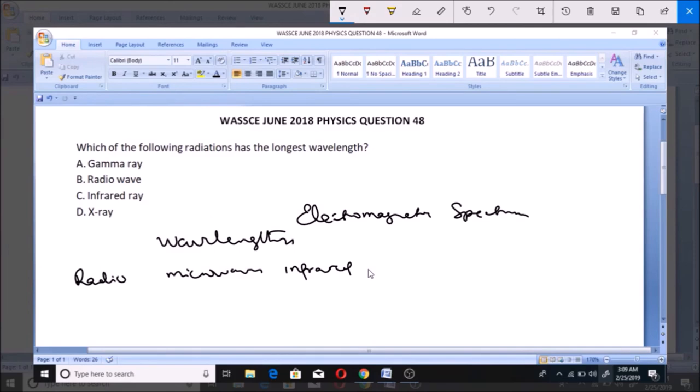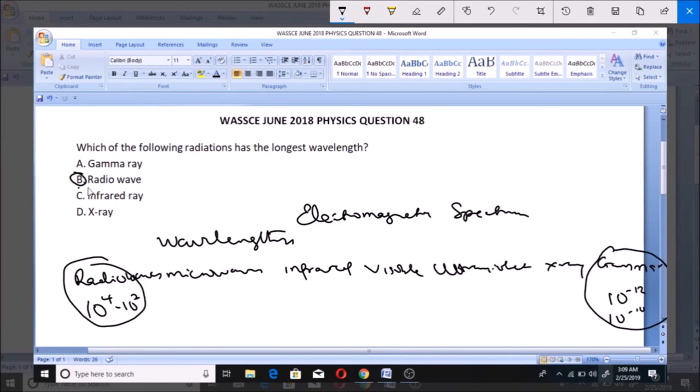So we have wavelengths of up to 10 to the power 4 here, 10 to the power 4 to 10 to the power 2, whereas in gamma ray we have wavelengths between 10 to the power minus 11 to 10 to the power minus 12. So we have the longest wavelength here, radio waves, and the shortest wavelength is gamma rays. So from that, you can easily say that the answer here is B, radio waves.